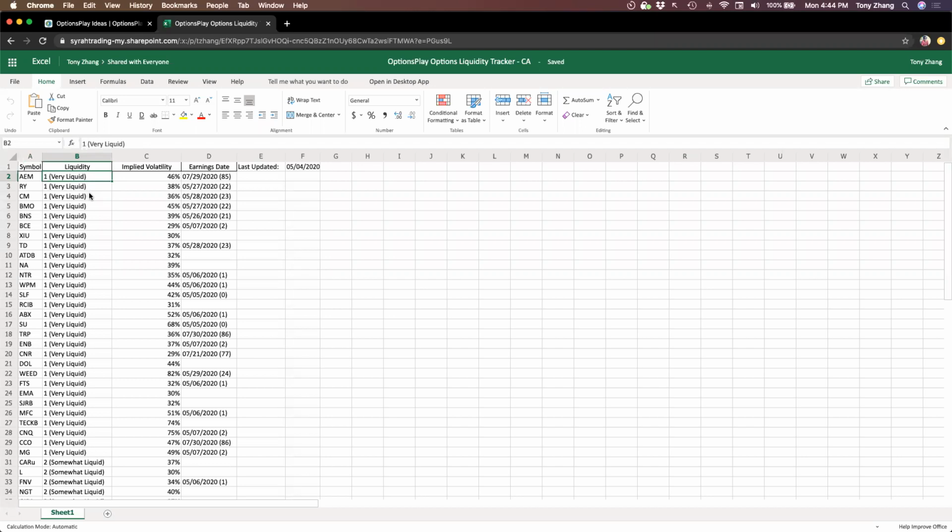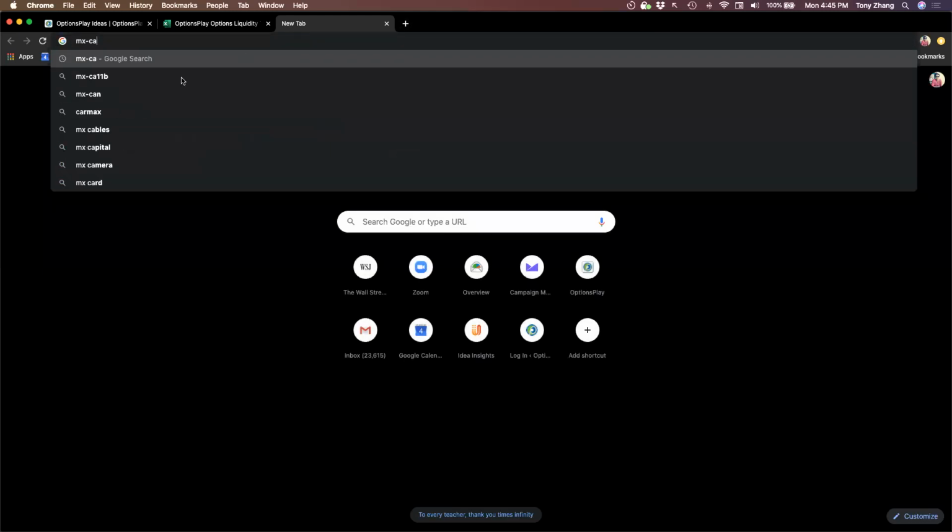We don't look at open interest of a specific option. We look at open interest of the whole chain, because sometimes certain options have a lot of open interest and the other ones don't. Just because a specific option does not have open interest does not mean that it's any less liquid. That is also another, I think, misunderstood part of options trading.